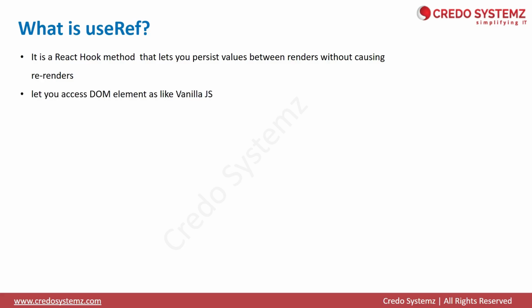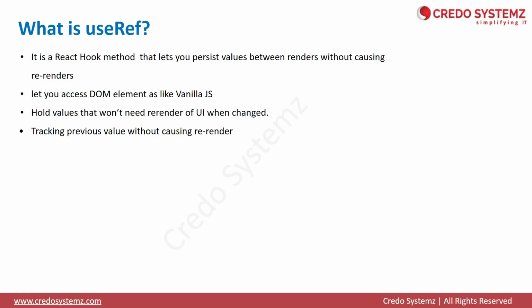So what are all the functionalities that I can do with useRef? First and foremost, you can directly access a DOM element, just like in vanilla JS, and you can also hold some value that need not affect UI re-render. It means that if you store some data in the useRef and change that value, that will not cause a re-render of the UI. Also, if you want to track the previous value between re-renders, but you don't want it to cause any re-render by changing the value of useRef, in those cases you can use useRef.